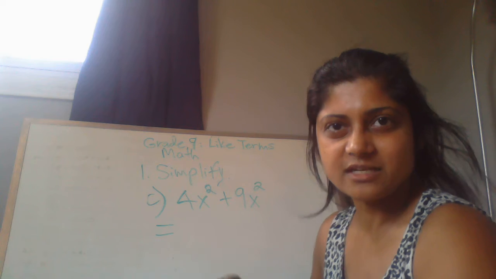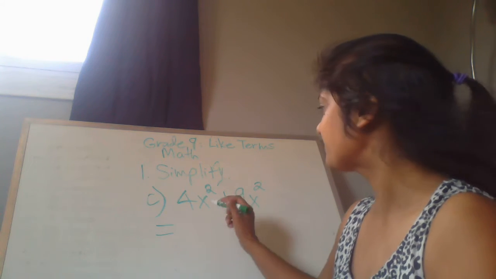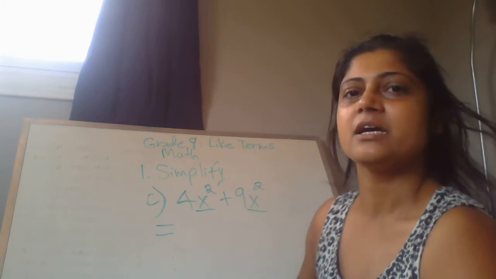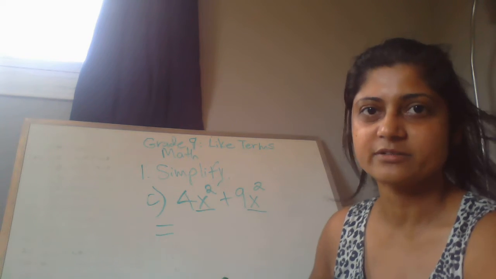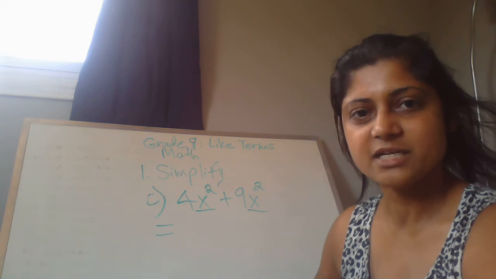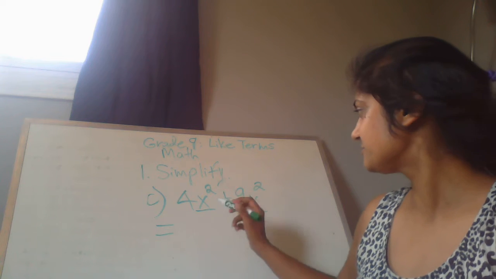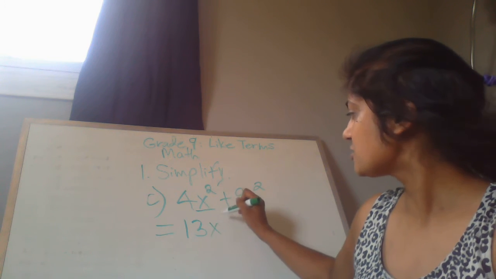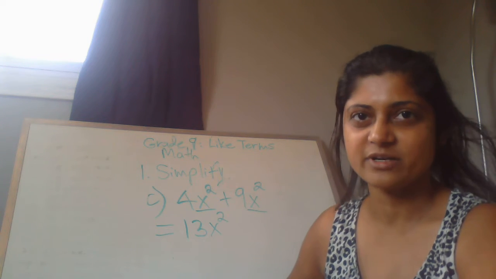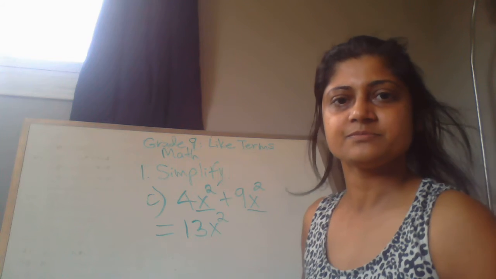Are both of these like terms here? The answer is yes. Yes, they are, because I'm looking at the x, and both of them have a 2 at the top, so it's pronounced x squared. Again, because they are like terms, we're going to do 9 plus 4 here, which is 13. And don't forget to put the x squared. That's the final answer when I am simplifying it.